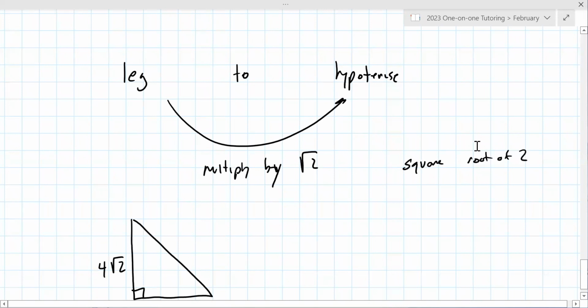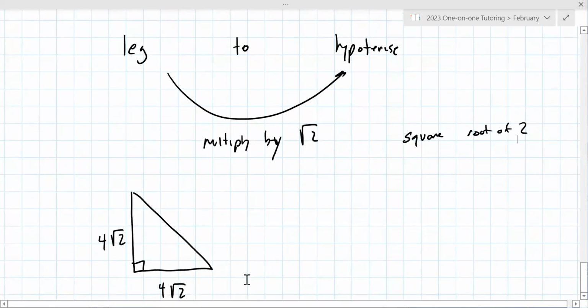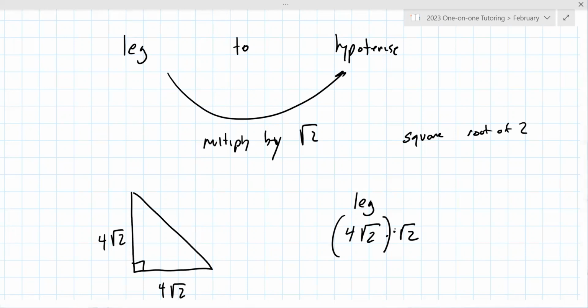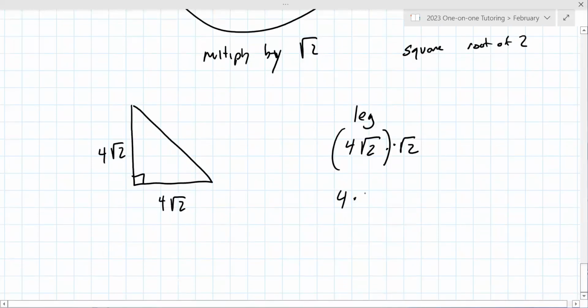Okay, so what are you going to do here? What are you going to multiply the leg by? You have to multiply the leg by square root of 2. That's right. So 4 square root of 2 times the square root of 2. The leg is multiplied by the square root of 2. It's not 4 squared, it's 4 times the square root of 4.